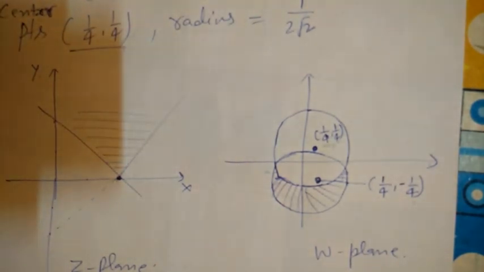So this is the detailed procedure of conformal mapping, that is how to define translation, magnification, rotation, and inversion. In the next class we will discuss the bilinear transformation. Thank you.